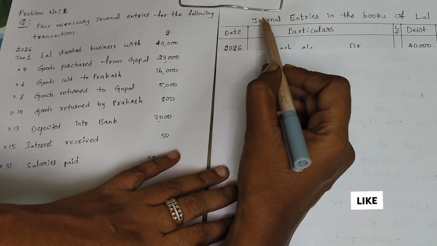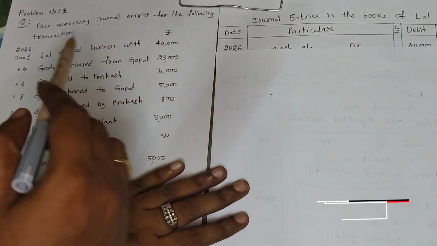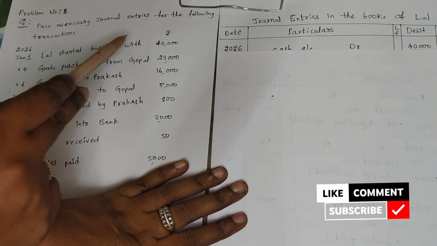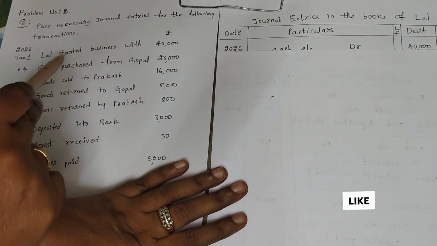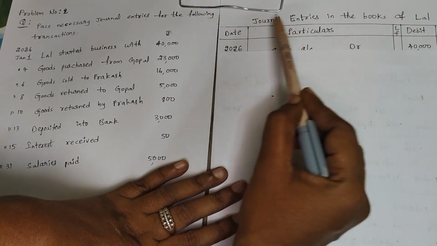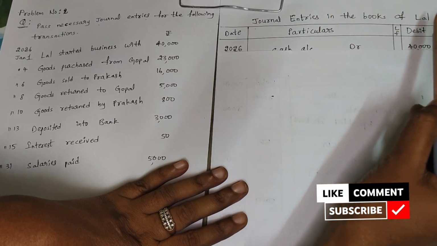And we need to write the heading like this: journal entries in the books of Lal, because the owner is Lal. Here it is given, Jan 1st, Lal started business with 40,000. Who started business? Lal. So Lal is the owner, and in the books of Lal we are maintaining journal entries. So we need to write journal entries in the books of Lal.